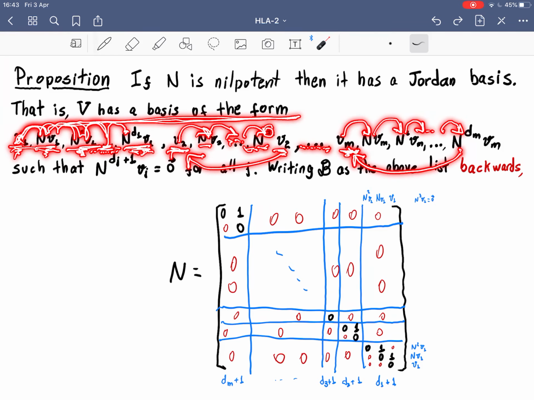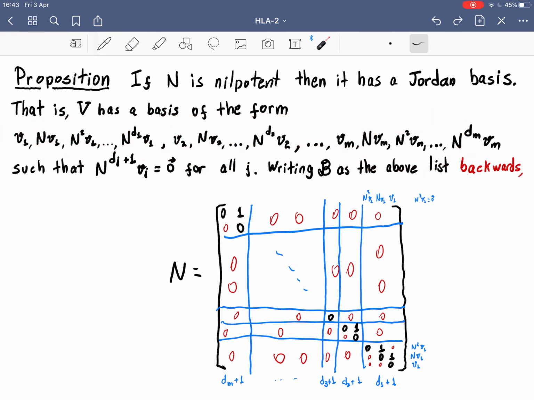And so it has a basis of this form, and moreover, if we apply n one more time, so this d_j is the number of times you applied n in each of these pieces. If you apply one more time, so here's n^(d_j+1), you would get 0. And of course, 0 is not part of the basis.